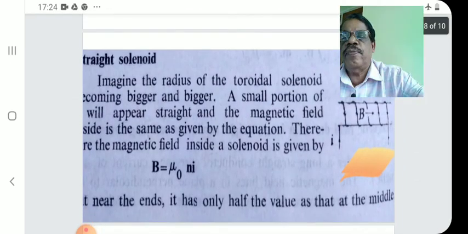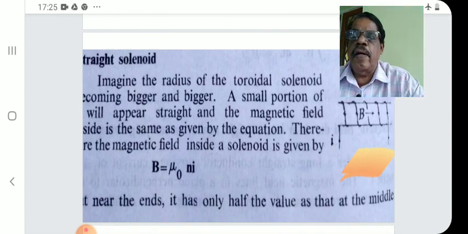With this, our lecture on Ampere's circuital law and its applications is over. Now we start another topic, the force on a conductor. Thank you very much.